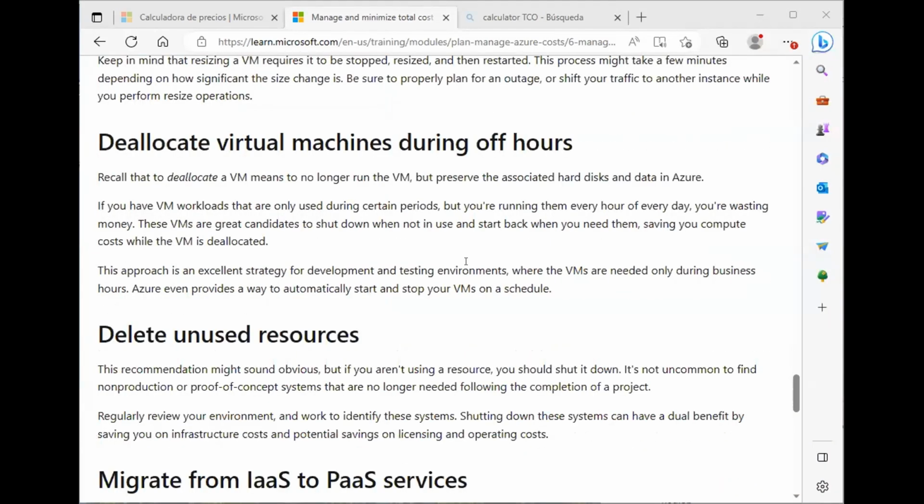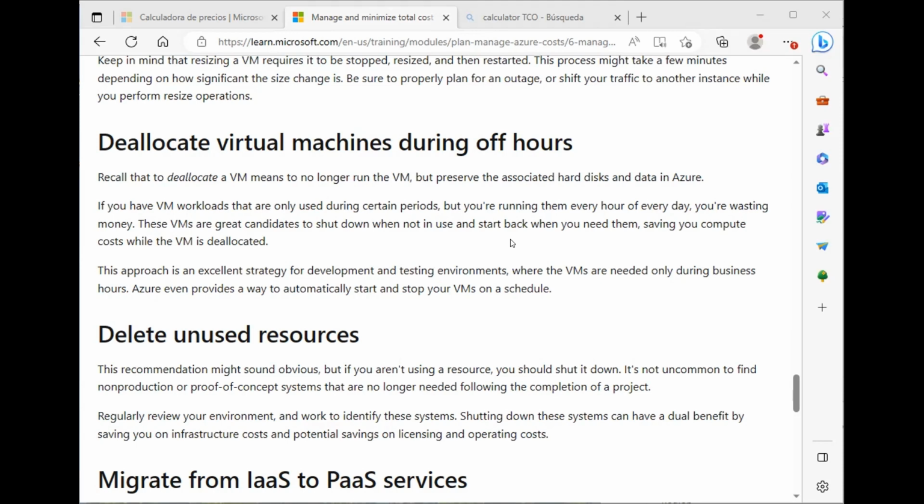Deallocate virtual machines during off hours. Recall that to deallocate a virtual machine means to no longer run the virtual machine, but preserve the associated hard disk and data in Azure. If you have virtual machine workloads that are only used during certain periods, but you're running them every hour of every day, you're wasting money.